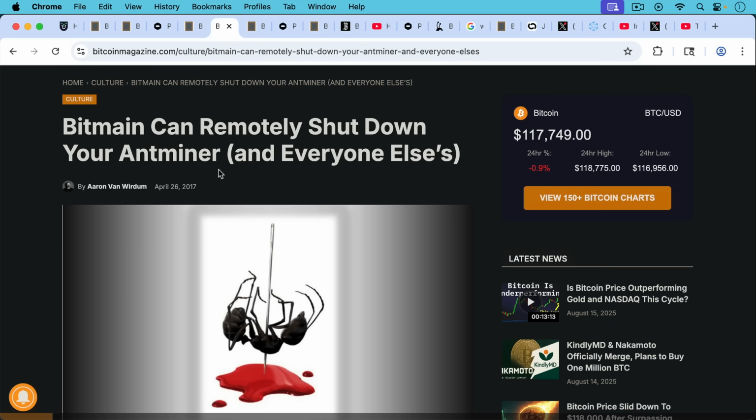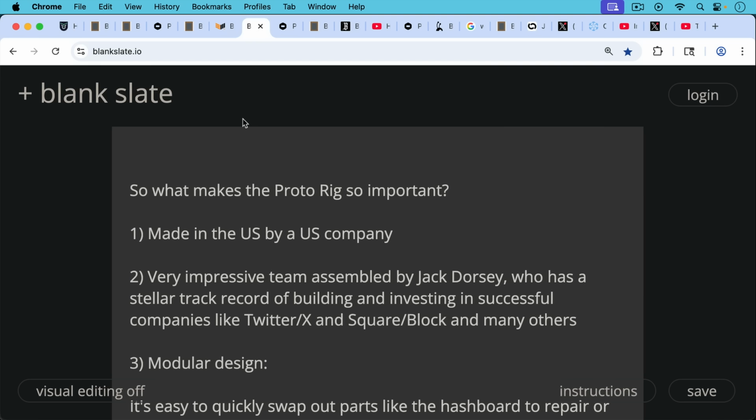This is an article from back in 2017 about the brick capability that Bitmain had, where they could shut down your Antminer remotely. I'll put a link to that in the description notes below.